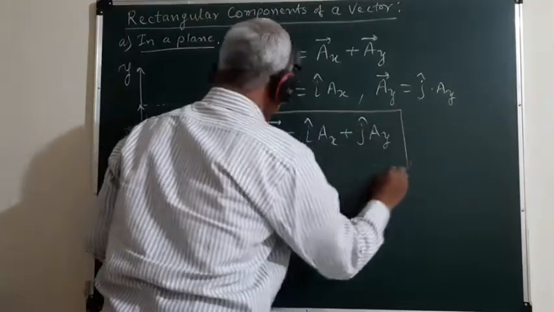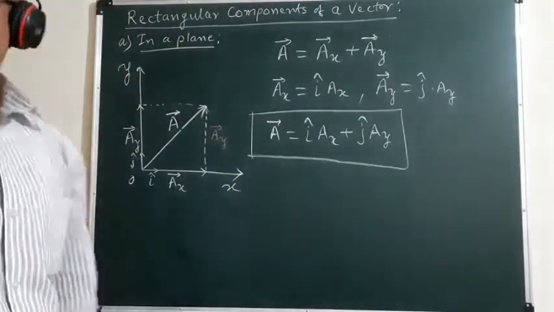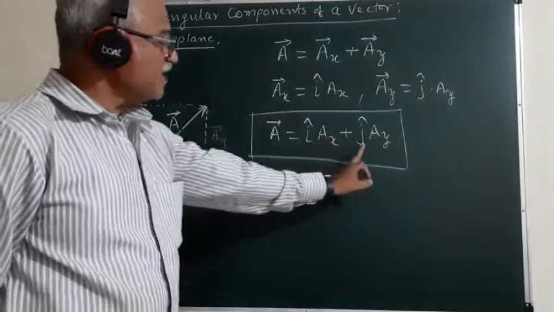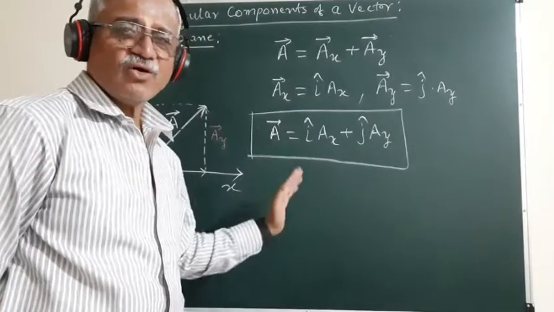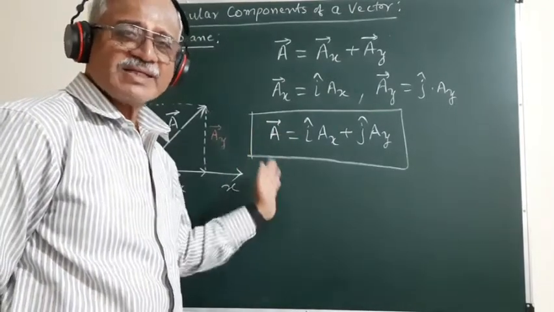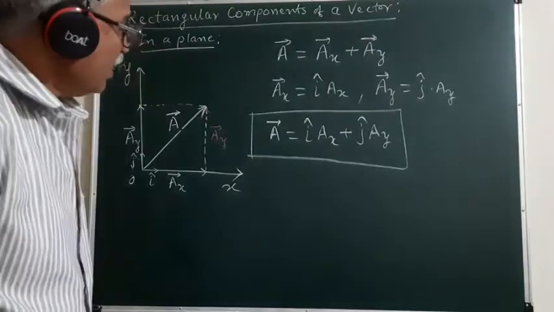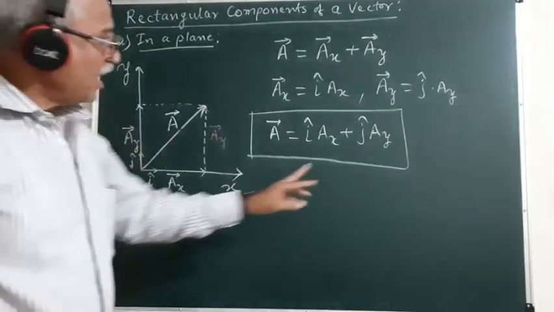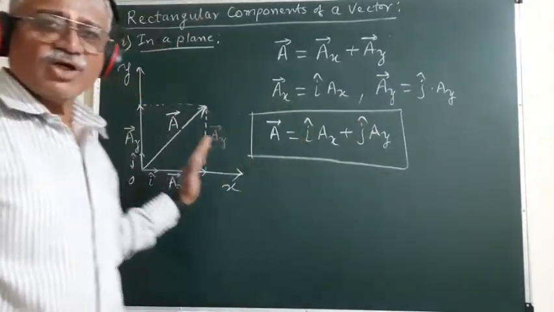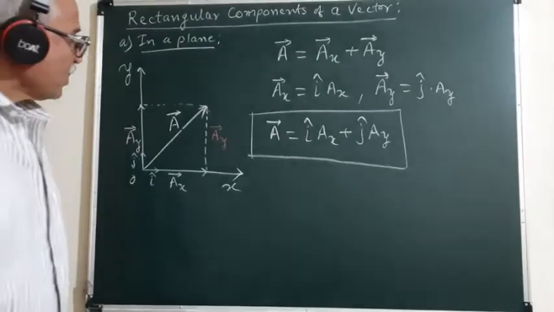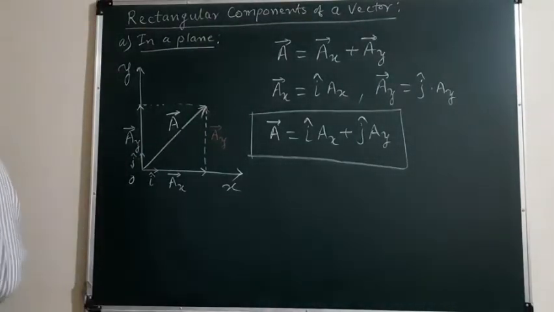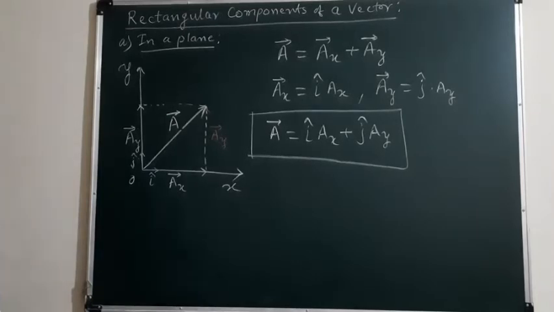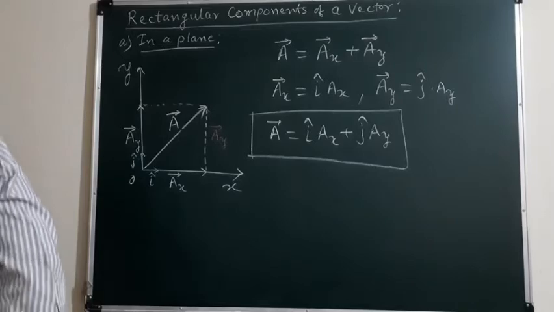And this is how we can express the given vector a bar in terms of its rectangular components, where i cap and j cap are the unit vectors along the positive directions of x and y axis respectively. ax is the magnitude of the component of a bar along x axis and ay is the magnitude of the component of a bar along y axis. So this is how we can express the vector a bar in terms of its rectangular components.